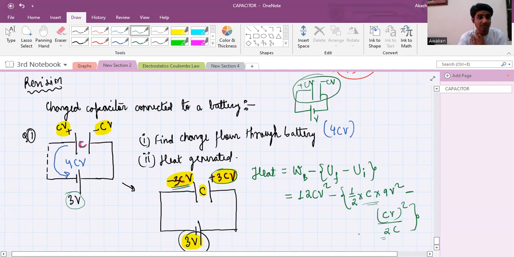Understood or not understood? Yes, understood, sir. See, there you can't use half CV square, half C into 3V whole square, that's wrong, because that is the transitional phase, that is not the initial phase. This diagram is a transitional thing. It is not the final state. It's going to change. This changes to this. Therefore, half CV square can't be applied there. Got it, no?